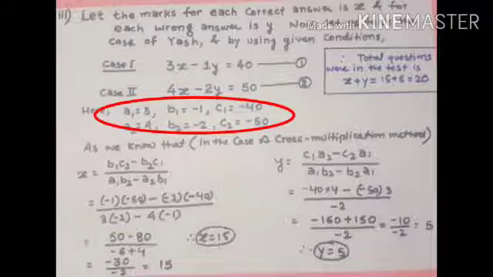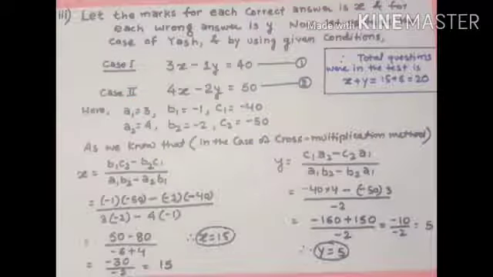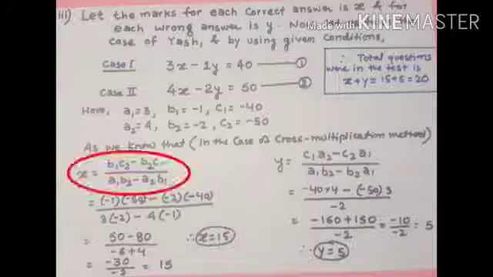Now we write the coefficients. From equation 1, the value of a1 is 3, b1 is minus 1 and c1 is minus 40. Why minus 40? Because from equation 1, the 40 comes to the left side of the equation. Similarly, the value of a2 equals 4, b2 equals minus 2 and c2 equals minus 50. Now we are going to solve these equations by the cross multiplication method.